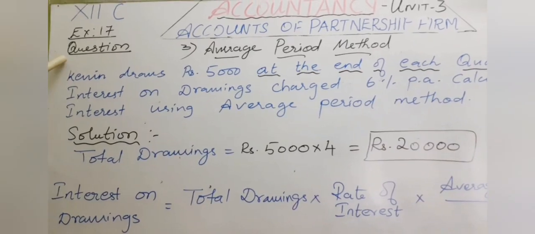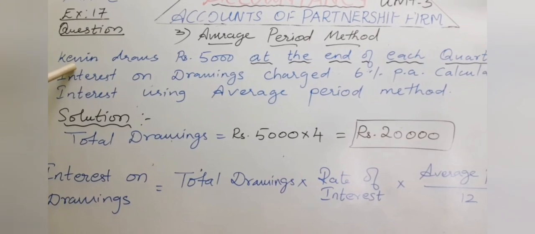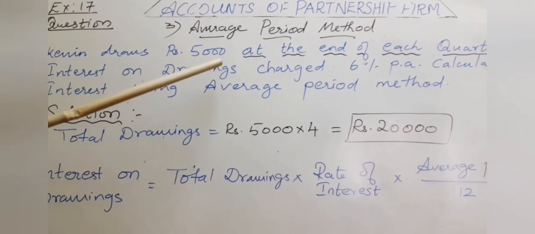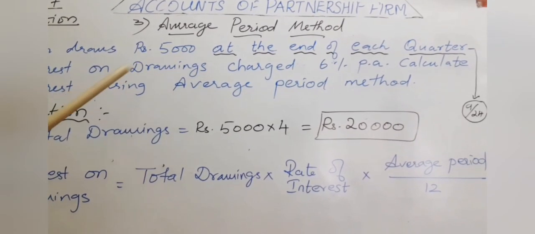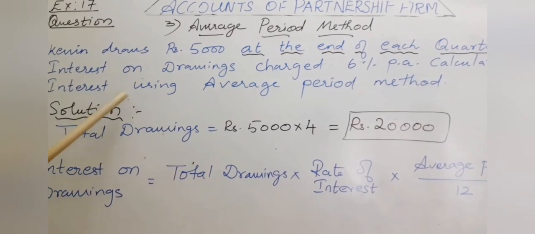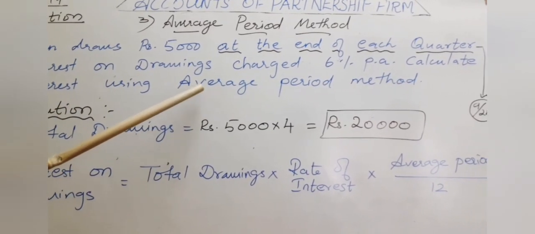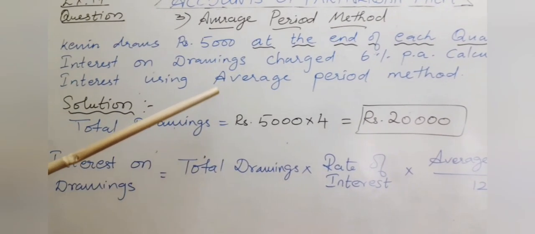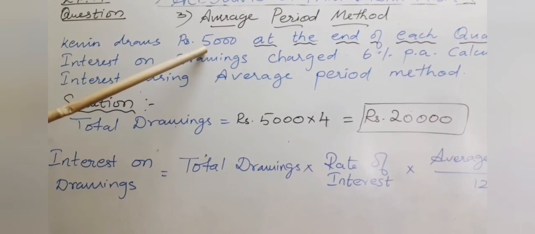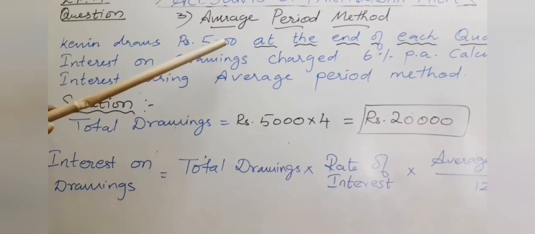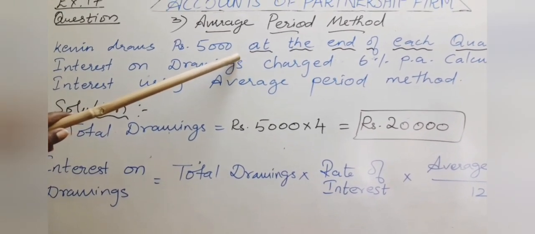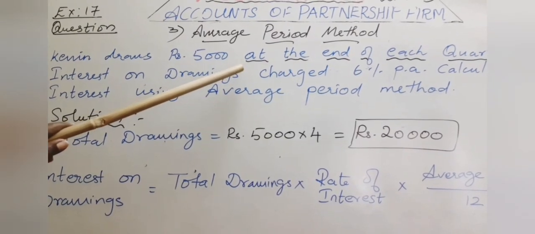Students, question number 17. Kevin is a partner. He draws rupees 5,000 at the end of each quarter. You have to note down this point, at the end of each quarter. Interest on drawing is charged at 6% per annum. Calculate interest using the average period method. So this is the question. From this question you want to take into consideration the amount withdrawn, that is rupees 5,000. When he is withdrawing at the end of each quarter, how many quarters are there? 4 quarters are there.